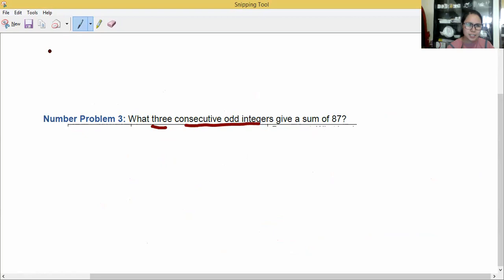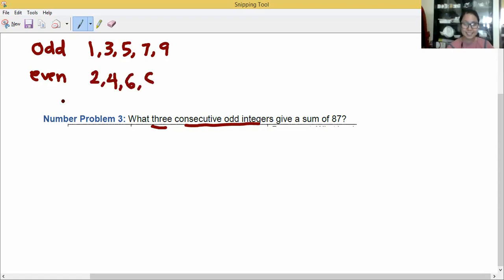Now, what are odd integers? Remember, these are 1, 3, 5, 7, 9, and so on. What are even integers? This can be 2, 4, 6, 8. But if I ask you about consecutive integers, this can be 1, 2, 3, 4, and so on. Now, how do you represent these numbers? We say, let x be the first number.